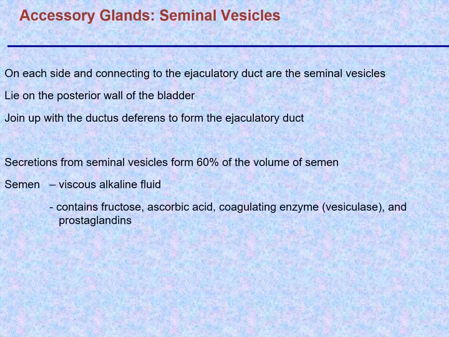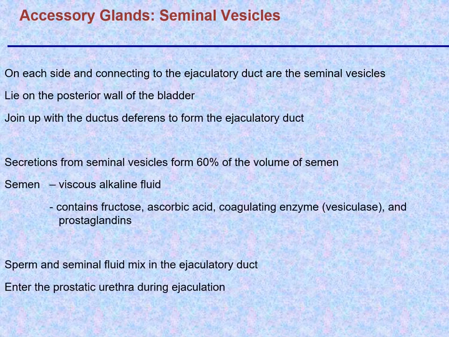Now, as I said, you do have accessory glands: the seminal vesicles, the prostate, the bulbourethral glands. Seminal vesicles are on each side, and they connect to each of the ejaculatory ducts. The two ejaculatory ducts go on to drain into the prostatic urethra. Secretions from the seminal vesicles together form about 60% of the end volume of the semen, the fluid material that gets ejected in the ejaculate.